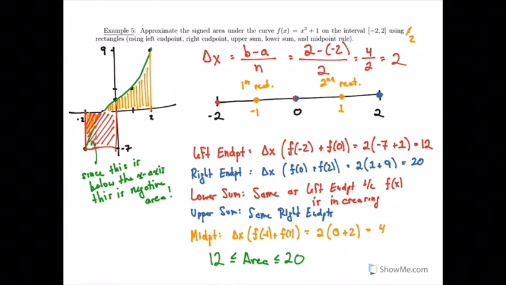Note that because the function is increasing, instead of lower and upper, we could think about it as left and right. And if the function was decreasing, we could think about that in the same way, just backwards. The left endpoint would be the upper sum, and the right endpoint would be the lower sum.